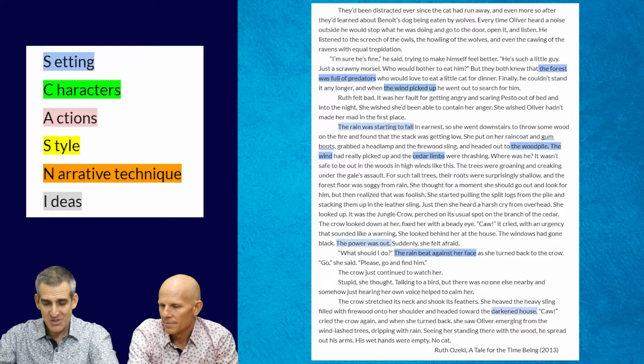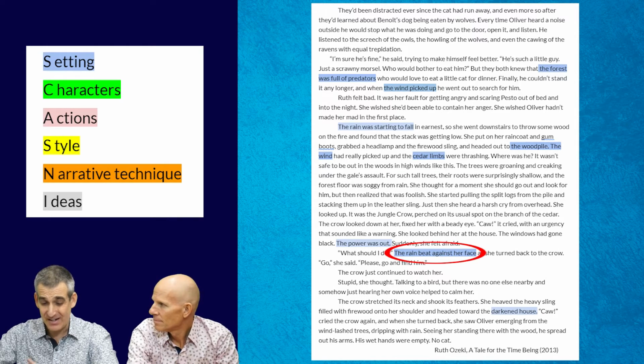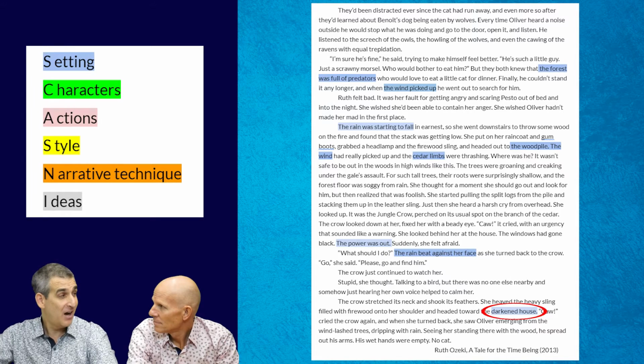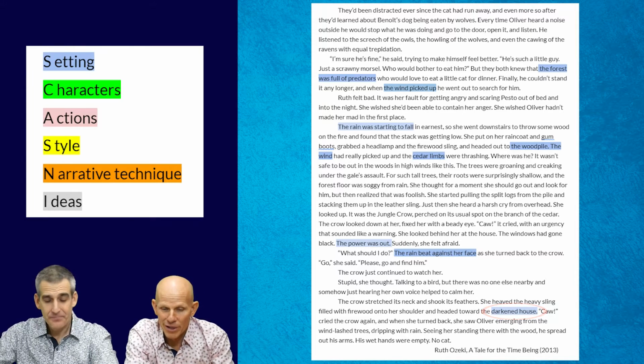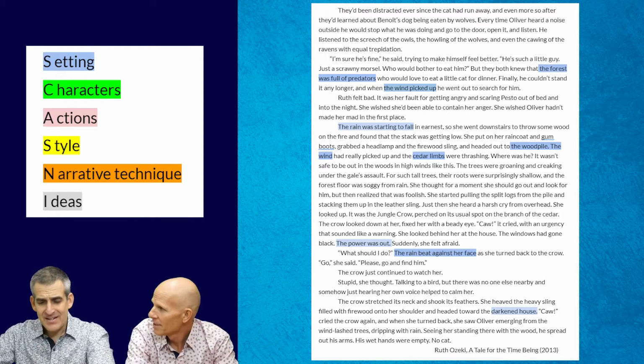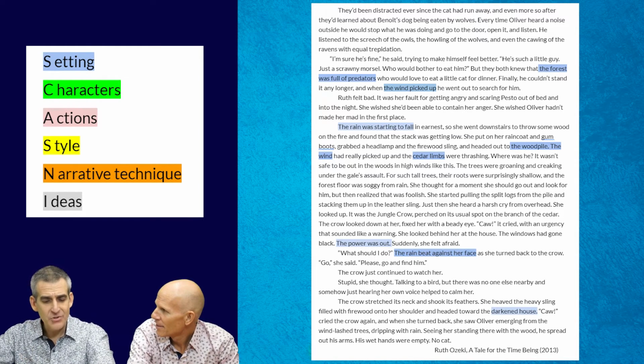In line 26, we see the rain beating against her face. It's a terrible storm, and the house is dark. I just think this is a very ominous setting. Yeah, it's really rural, and it is quite threatening. Even the choice of the animals, with the wolves and ravens. Yeah, definitely. Lastly, you said it's a rural setting. That's interesting. Talk about that.